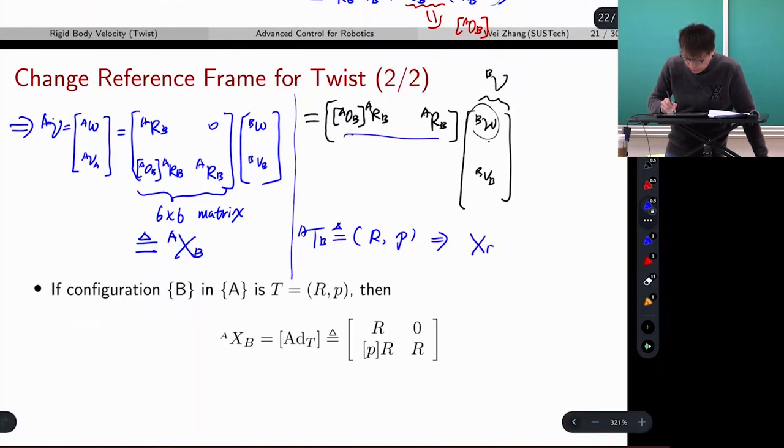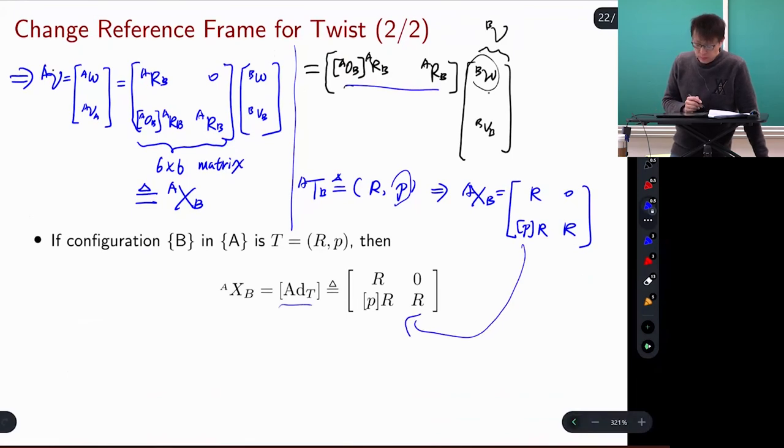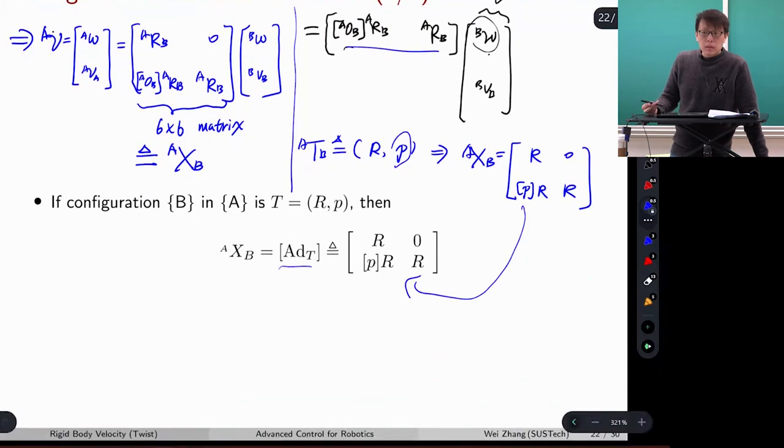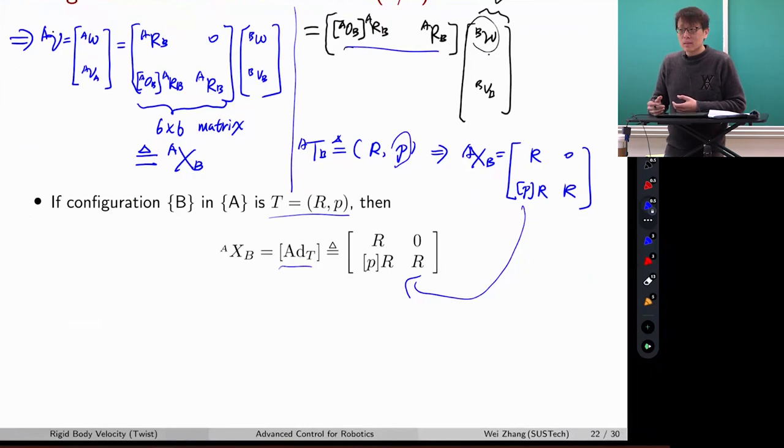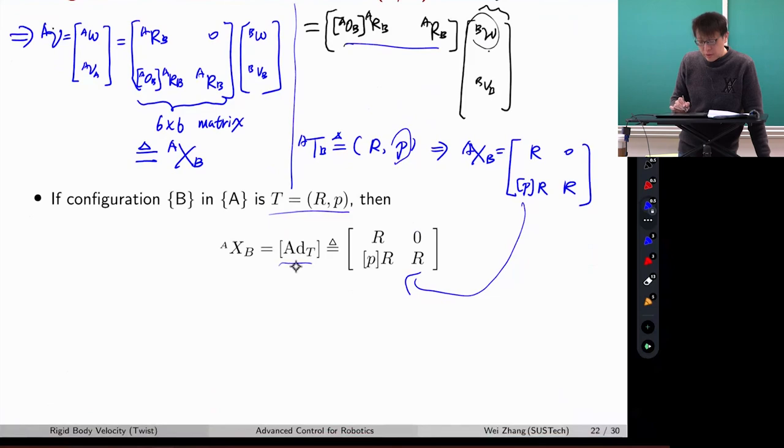Then this XBA is of this form: R, 0, and then the block with P and R, where this P is the origin of B in A. In this format, it turns out that Murray and also Kevin Lynch, Modern Robotics, define this as the adjoint operator. That confuses a lot of people, because if you truly understand what an adjoint operator means, I don't think that can be covered. But from a physics point of view, we derive everything, it's just physics. But I want you to know this notation as well, be aware of it.